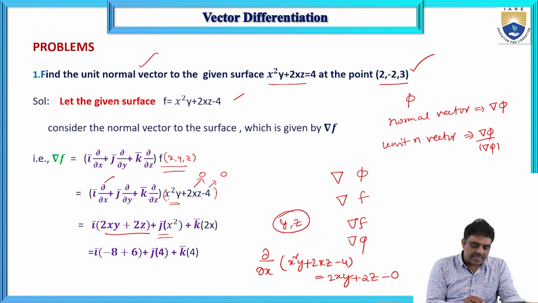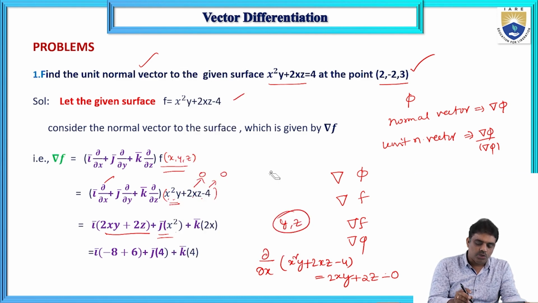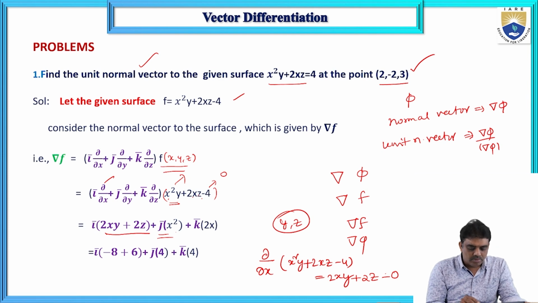Then k bar into ∂/∂z of the entire term. This is not having any z term in x²y, so this value will be 0. And for 4, the derivative will be 0. This will be 0. And the second term will be 2x, so this is the k bar coefficient. All of it clear? This is i bar into.